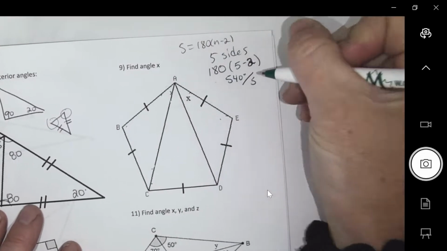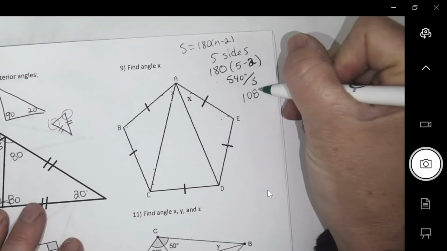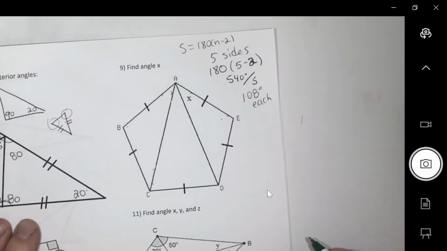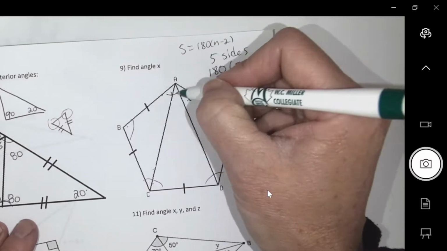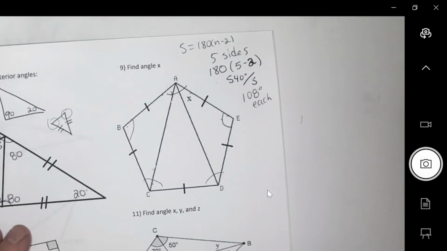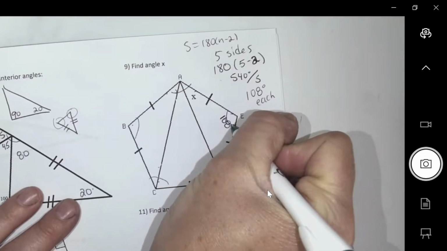If I divide that by 5, each corner is 108 degrees on the pentagon. So all of these angles are 108. Okay? Each corner is 108. So I'm going to specifically put the 108 here.